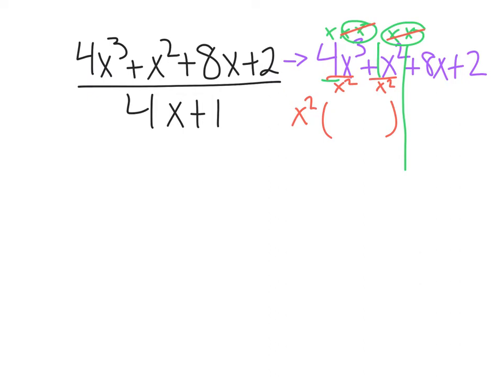So 4 is just, well, 4. X to the third divided by x squared. Remember, we're subtracting those. So that's an x, because there was 1 x left. Plus, well, that's all gone, so it's just 1. Alright, we're going to do the same thing to the right-hand side.